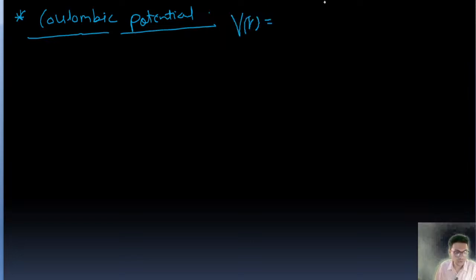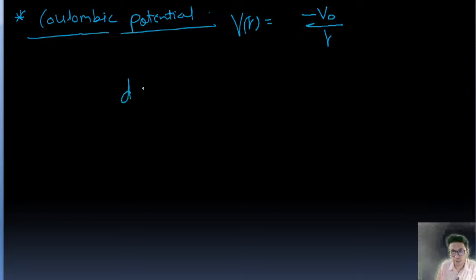Coulombic potential. If it's a Coulombic potential instead of Yukawa potential, then how to solve it? Coulombic potential, right? And Coulombic potential we know: V(r) equal to minus V₀ upon r, right? V₀ is constant. This is the Coulombic potential we know.